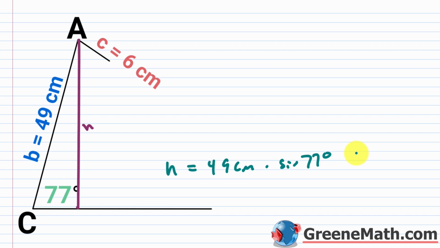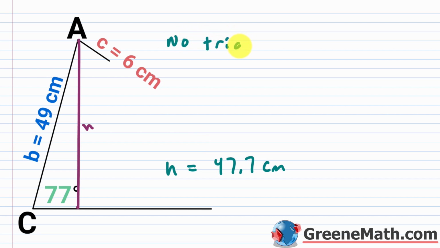Okay, so let's say that this is about 47.7, and this is in terms of centimeters. Now, we talked about this earlier. If this side that is opposite of this angle given is less than the height, then this side is not long enough to create a triangle. So you can immediately stop and say no triangle exists. So let's put that no triangle exists. Okay, so you can just stop at that point.